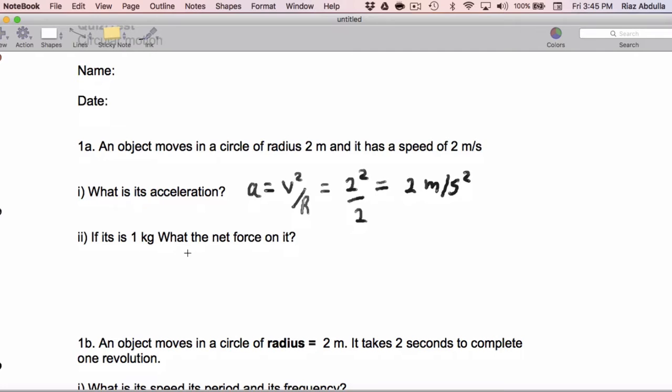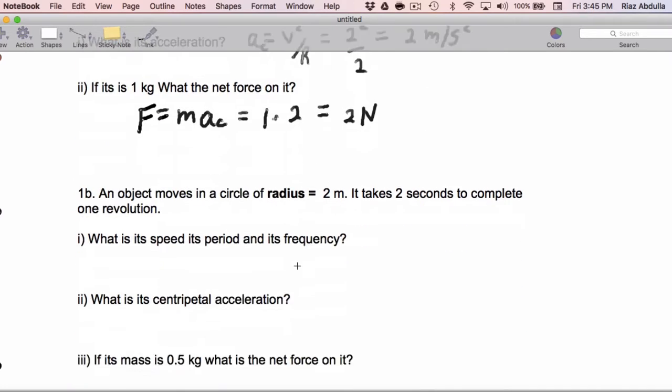Now, if the mass is 1 kilogram, we want to know the net force. In this case, you just take F, and that's going to equal mass times the centripetal acceleration, which we've calculated up here, so that's going to be 1 times 2, which gives us a nice 2 Newton force. And just to be clear, any force has units of newtons.